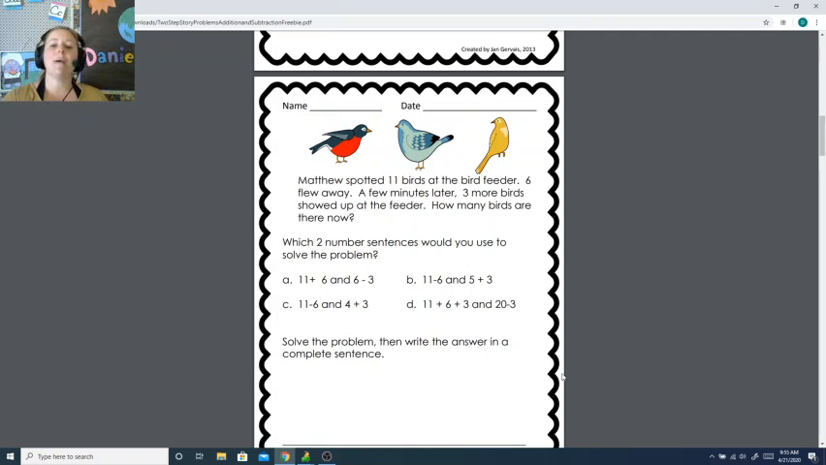So it says, Matthew spotted 11 birds at the bird feeder. 6 flew away. A few minutes later, 3 more birds showed up at the feeder. How many birds are there now? So which 2 number sentences would you use to solve the problem? And then solve the problem, then write the answer in a complete sentence.